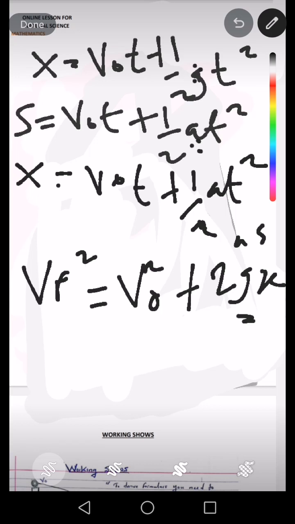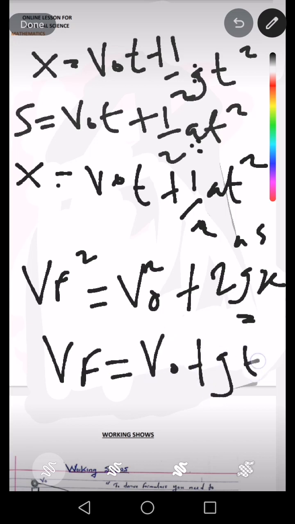Yes, the last one, which is v final equals v initial plus gt. So here it says v is equal to u plus at. Now we replace a with g, so gt. Yes, you need to know those three formulas. This is the second one, and the third. Those are the key formulas you need to know.